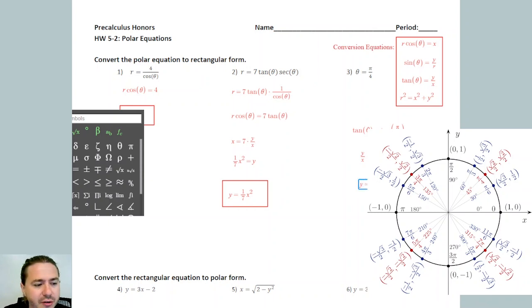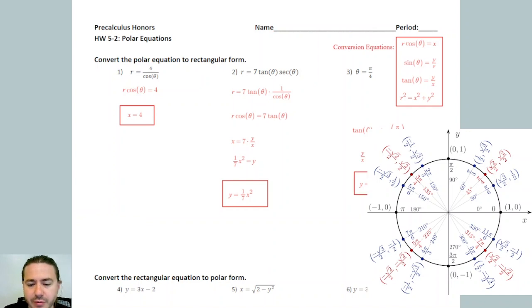Now this should match up, or just make sense, with what the equation in polar form was. If you know what y equals x looks like, it's just a line with a y-intercept of 0 and a slope of 1. It's basically this diagonal line. It's a parent linear function.